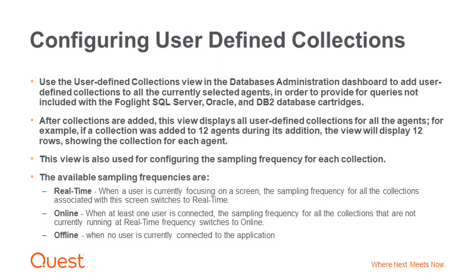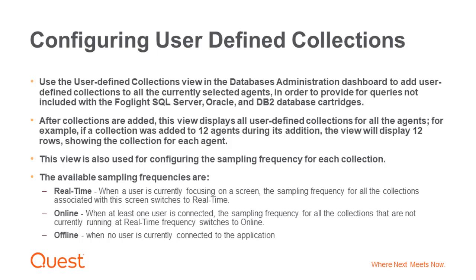You can use the user-defined collections view in the database's administration dashboard to add user-defined collections to all of the currently selected agents in order to provide for queries that are not included in the Foglight database cartridge. After collections are added, this view then displays all of the user-defined collections for all of the agents. For example, if a collection was added to 12 agents during its addition, this view will display 12 rows showing the collection for each agent.